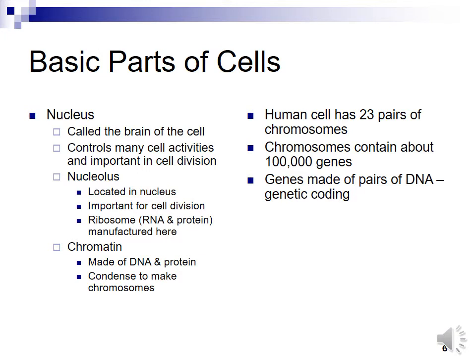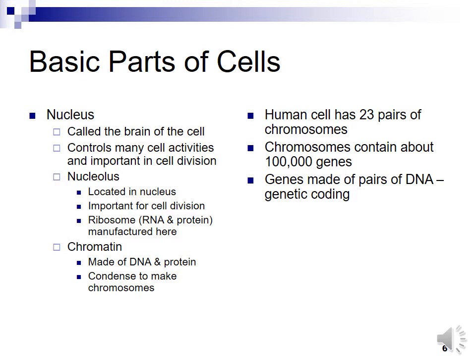So some of the organelles that there are, first of all, there's the nucleus, and we consider the nucleus the brain of the cell. It controls many of the cell activities. It's important for cell replication. Inside of the nucleus is something called the nucleolus, and this is critical for the cell division. So it's very important in regards to how that cell is going to replicate. And also ribosomes are manufactured there.